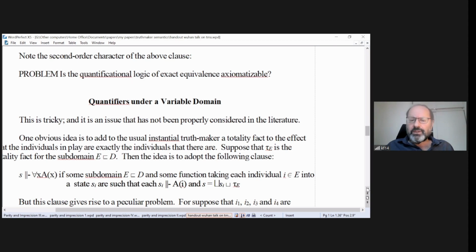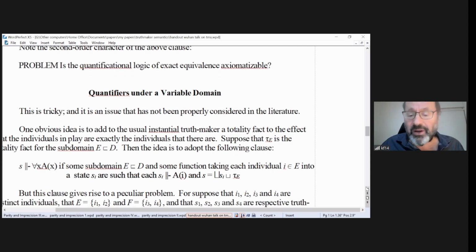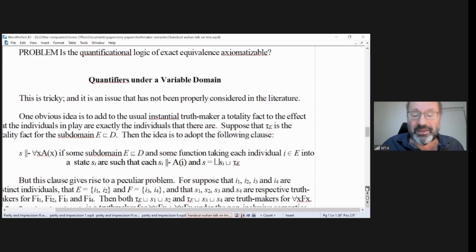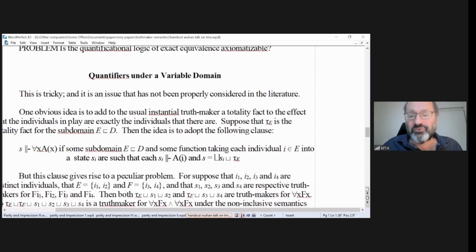All right. So this semantics has some nice features, but it gives rise to some curious problems. And this is what has recently been puzzling me. So I devised a different version of the semantics to overcome these puzzles. This is something I've recently been thinking about.